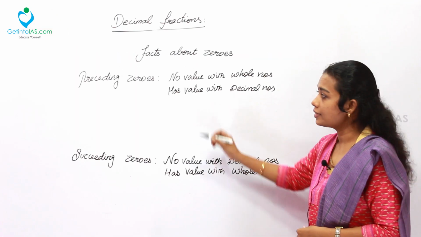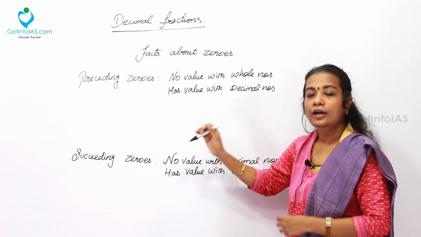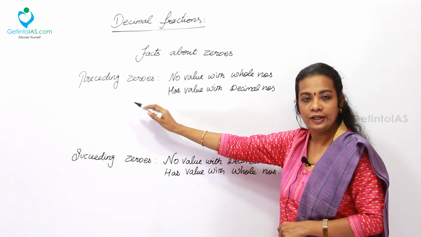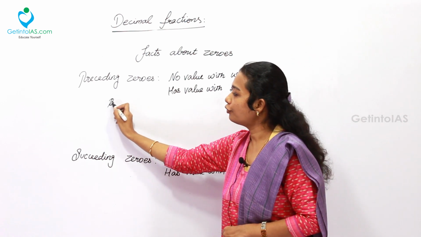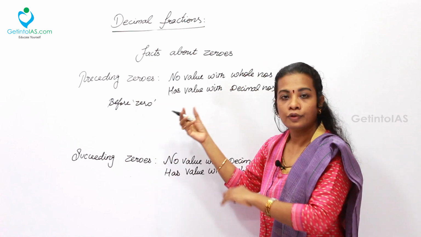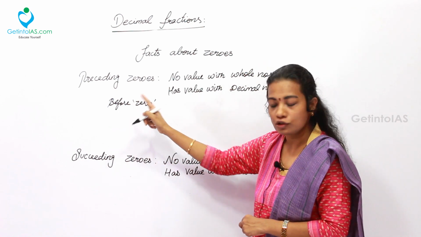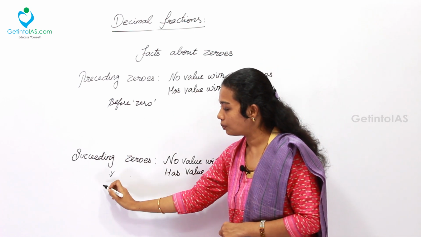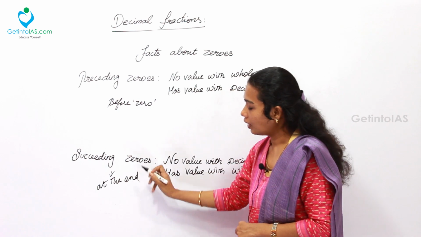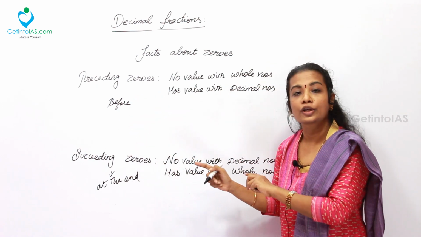The next concept is facts about zeros. Here we have classified the position of zeros in 2 places, that is preceding zeros and succeeding zeros. Preceding zeros means a 0 is written before a value, that is, in front of a value we are writing 0. That is called preceding zeros. Succeeding zeros means zeros at the end of the value.